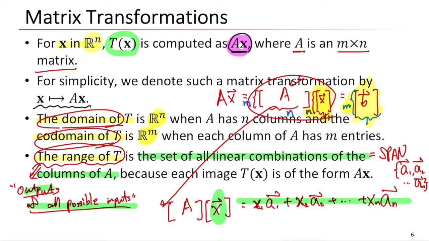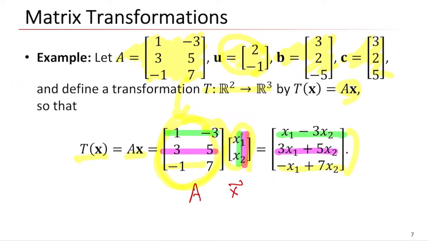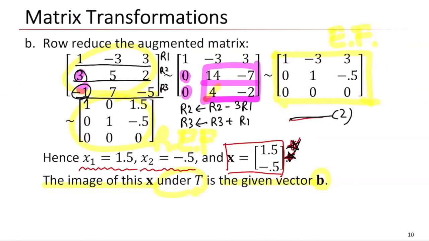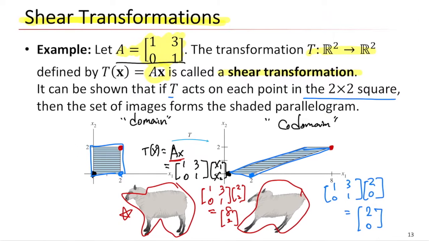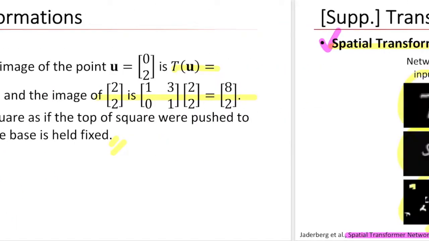Here is another terminology related to matrices. Rather than using T(x), we can describe T(x) as A times x, where A is an m by n matrix. In this case, domain, codomain, and range can be defined in the matrix formulation. There were some examples, right? Yeah, we were talking about the shear transformation, right?